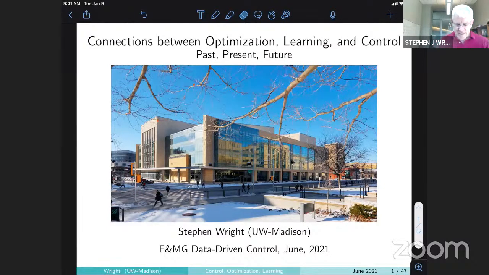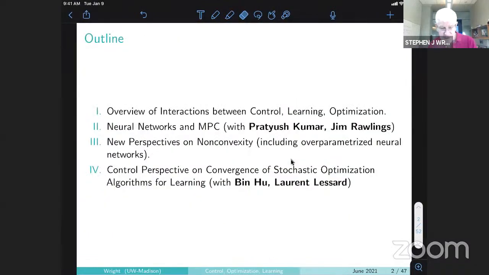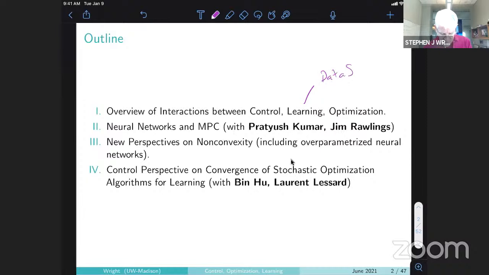So I just have a few words about a variety of topics at the interface of these three areas. Here's a summary of what I'll do. I'll start with some overview of some interactions between control, learning, and optimization. Learning, you could also call that by other names. Data science is becoming maybe a more popular, more inclusive term. I'll say a little bit about some recent work that I did with Pratyush Kumar and Jim Rawlings at University of California, Santa Barbara on applying neural networks to model predictive control at an industrial scale.